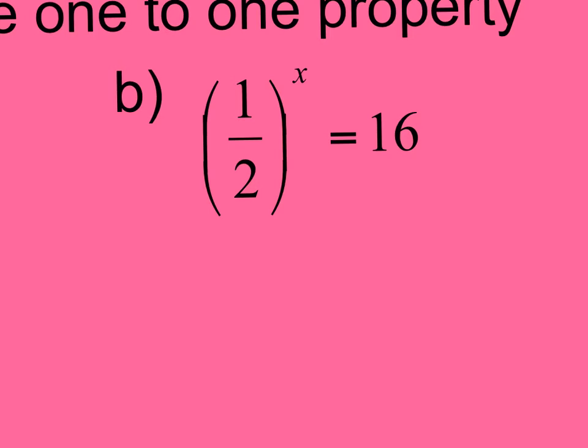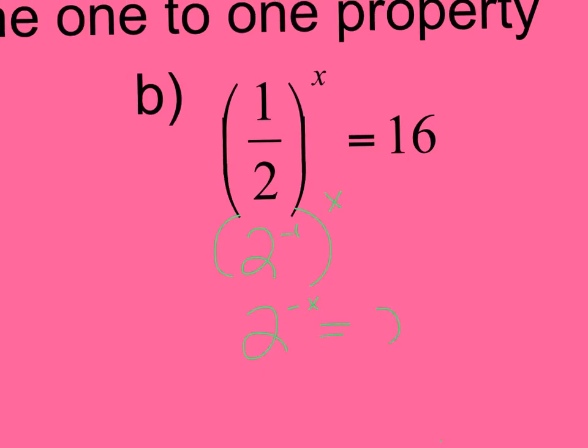Everybody understand that? So I can rewrite this as 2 to the negative 1 raised to the x, which becomes 2 to the negative x. And then I can change 16 to be 2 to the what? 2 to the 4th. And then because the bases are the same, I set the exponents equal to each other. And I get x is equal to -4.